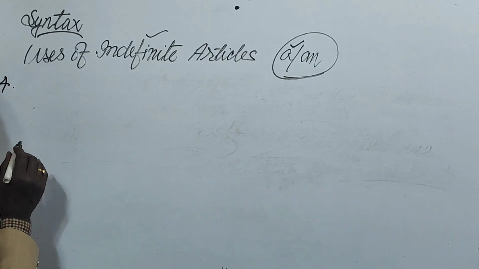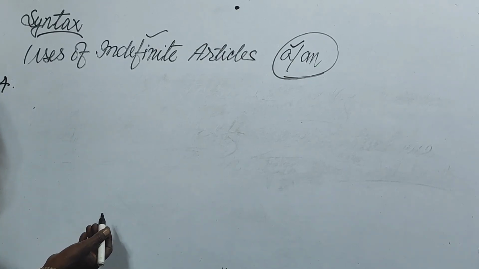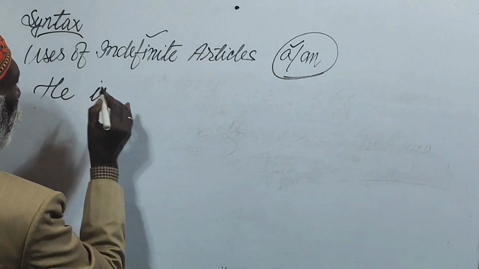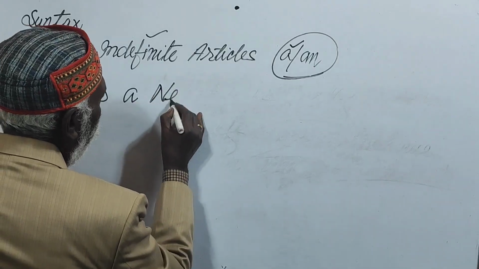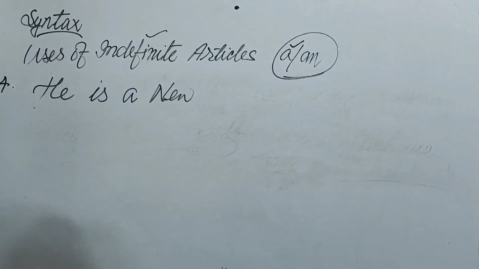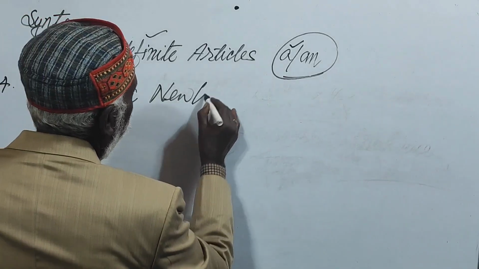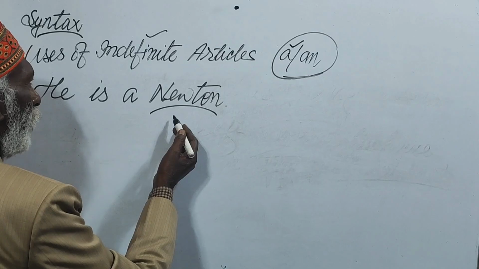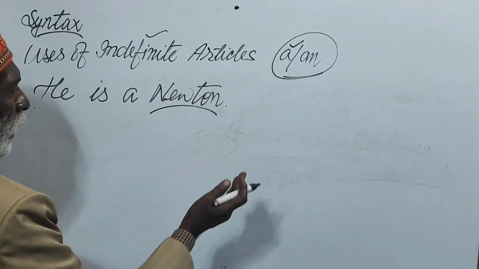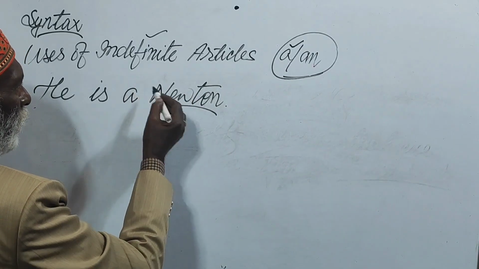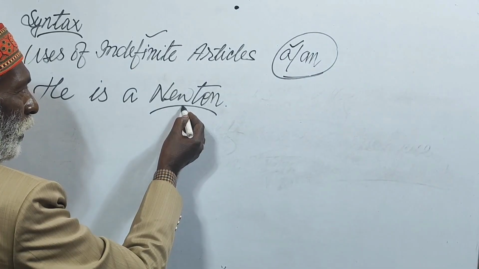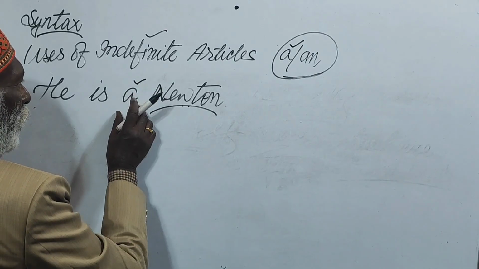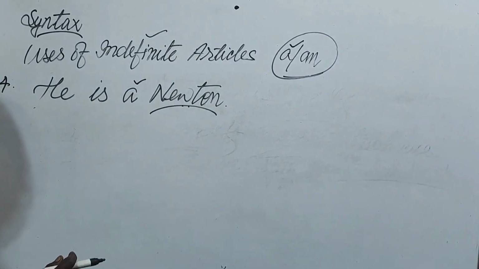To generalize a noun, a proper noun. He is a Newton. वह एक न्यूटन है. Newton, you know, is a proper noun, but here Newton has been treated as general, common. So to generalize a singular proper noun, a has been used. He is a Newton.